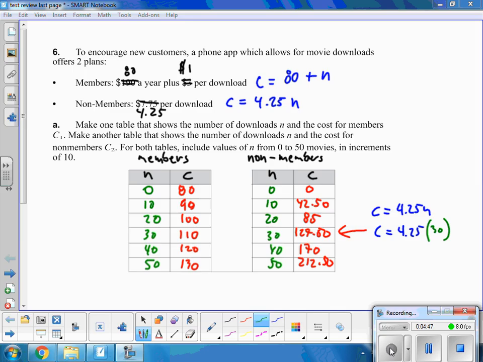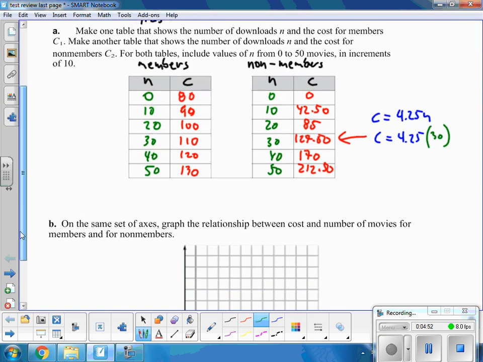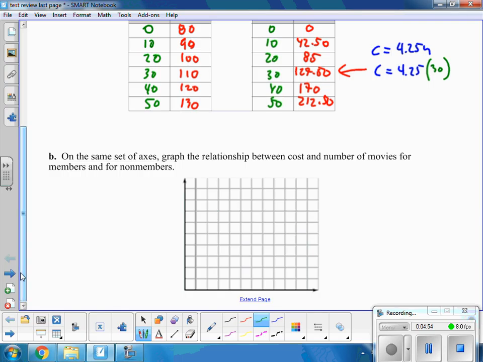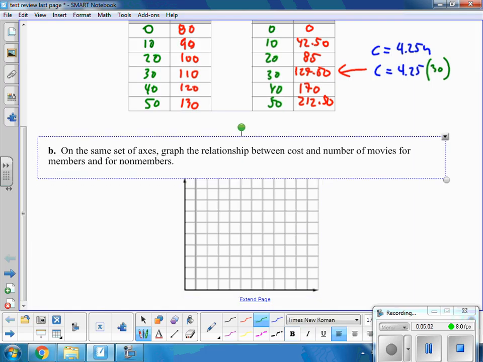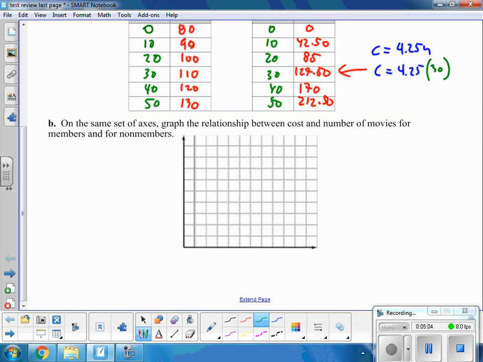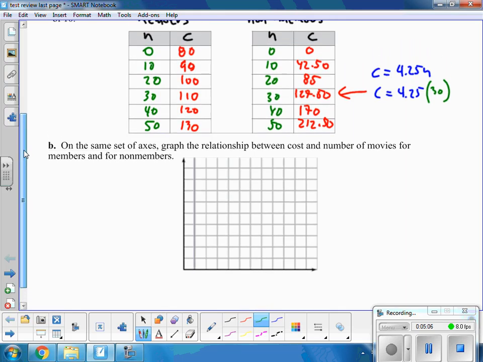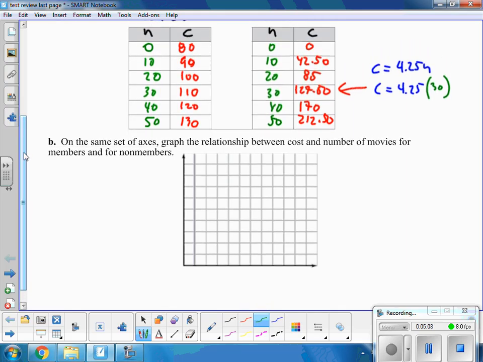Okay, so I have my different tables here, and I can use these now to make a graph. On the same set of axes, we want to graph this relationship. I want to move these around a little bit so I can get to my information. For this first graph, my horizontal axis will be my number of downloads, and this will be my cost.